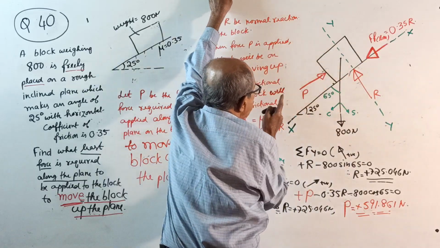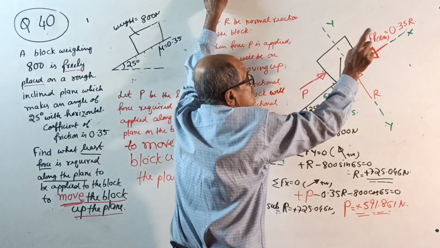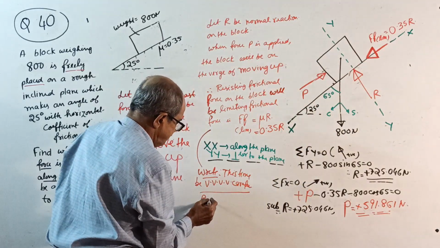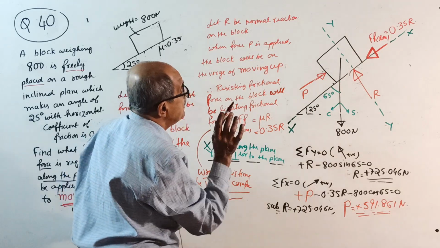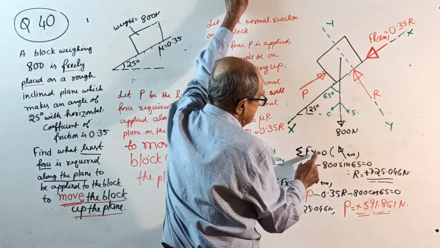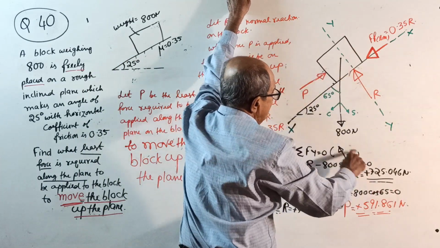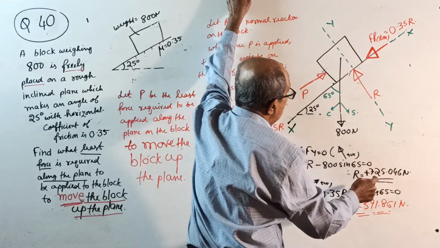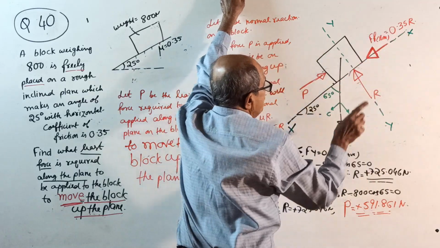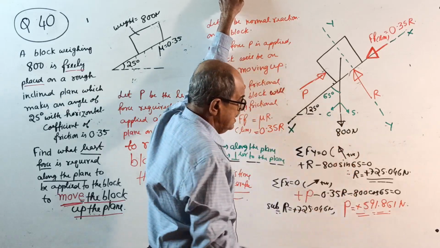So now friction is like this. The block is on the verge of moving up the plane, so friction is down the plane. Make a note: therefore, the frictional force is down the plane. Now start. Sigma Fy equals 0: plus R minus 800 sin 65 equals 0, so R will come. Sigma Fx equals 0: plus P minus 0.35 R minus 800 cos 65 equals 0. You will get the value of P, 591.